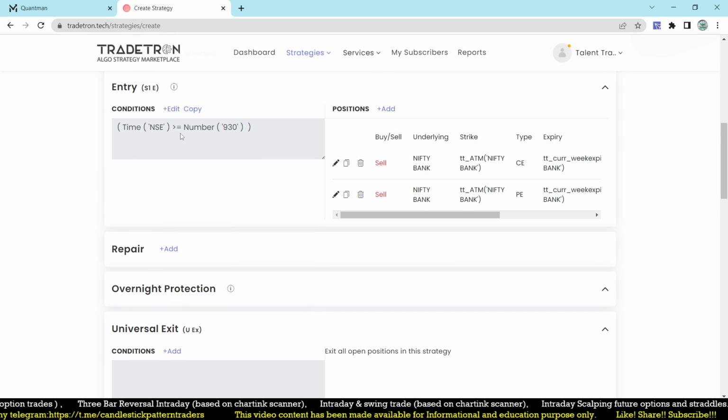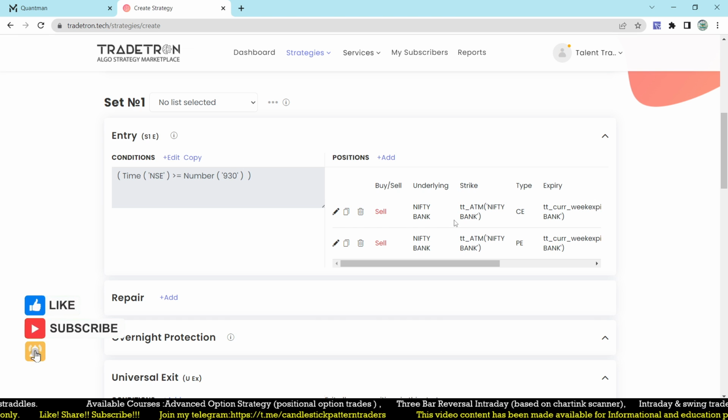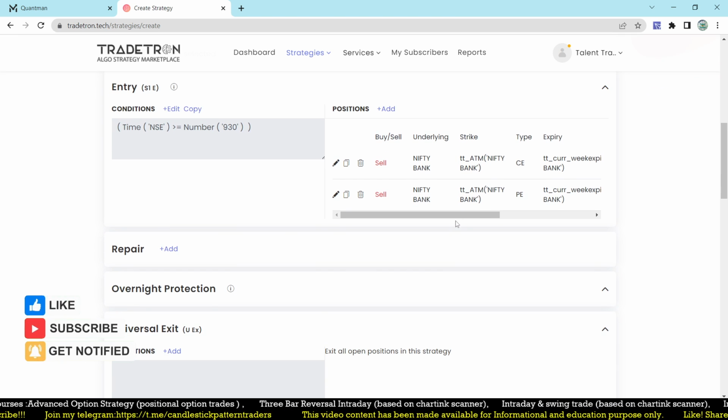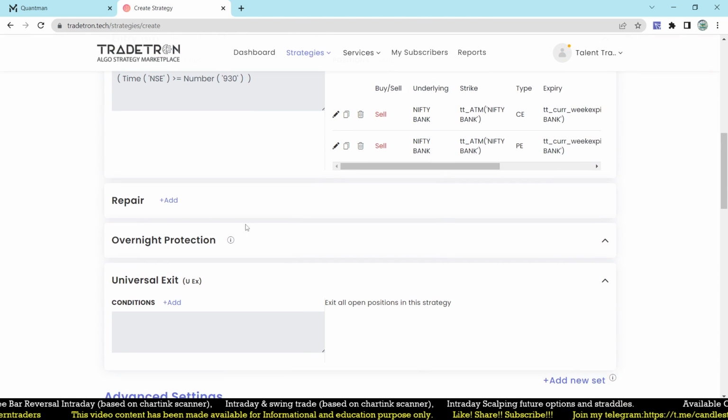The condition is that the time is greater than 9:30. At 9:30, it will sell a call and a put option based on the Bank Nifty future strike price, and it will take a trade. It will sell both the options. Let me go on to make a stop loss. These are the important conditions we are going to take here.